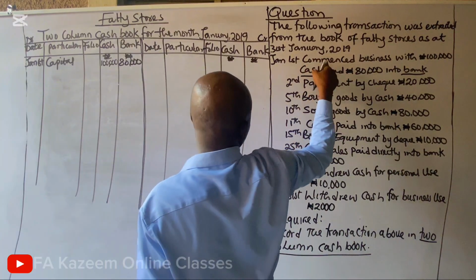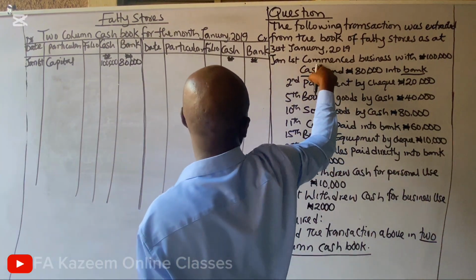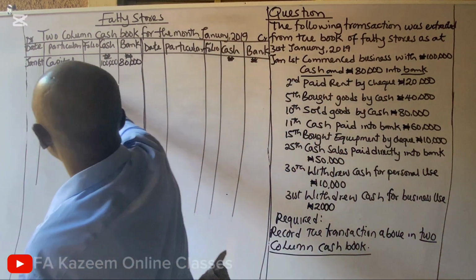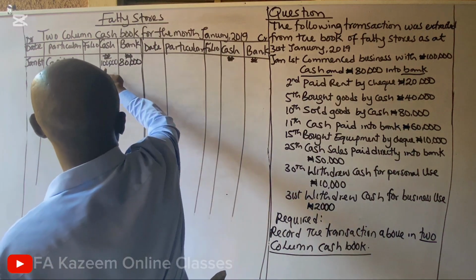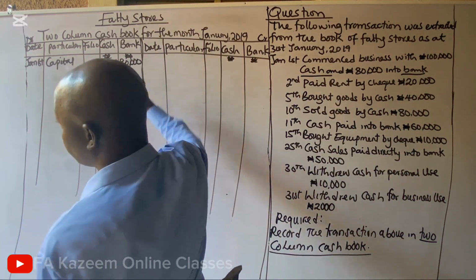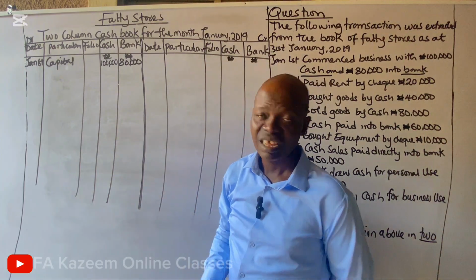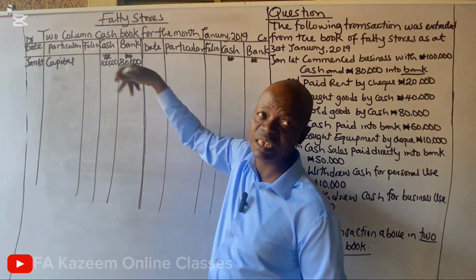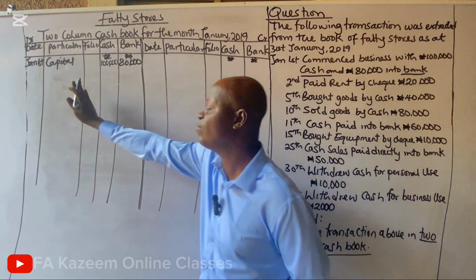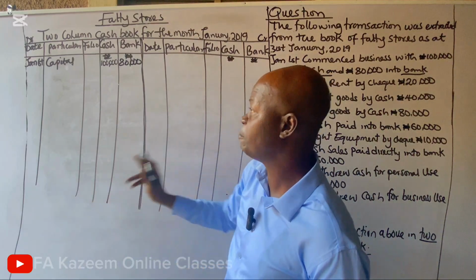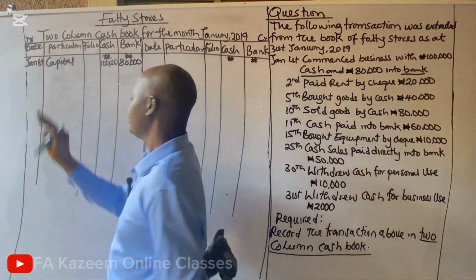Through the owner. What is representing the owner of this business is capital, which means we have debit cash and debit bank. This business has 100,000 cash at hand and also 80,000 in the bank of the business as an inflow to commence business in January.